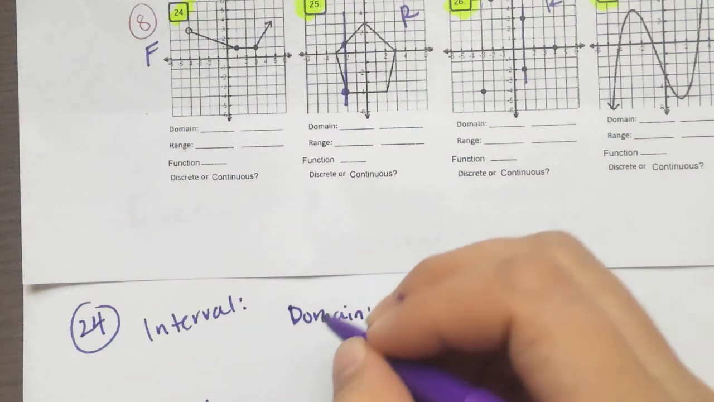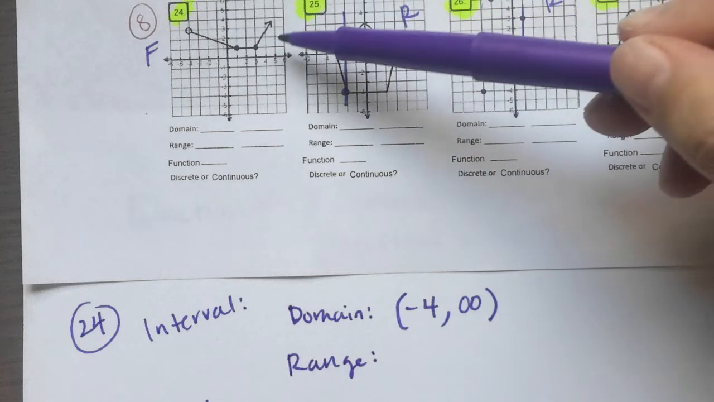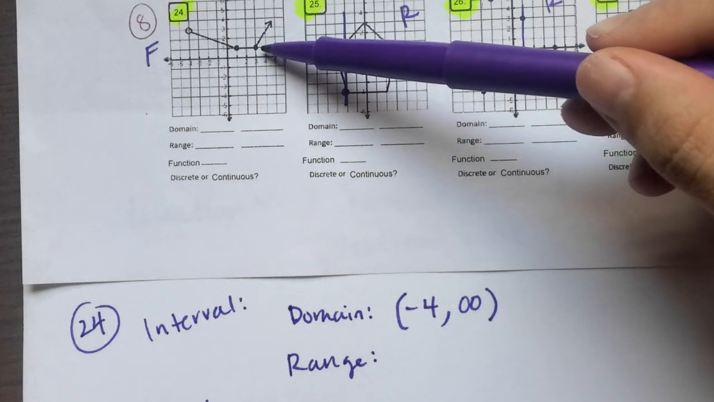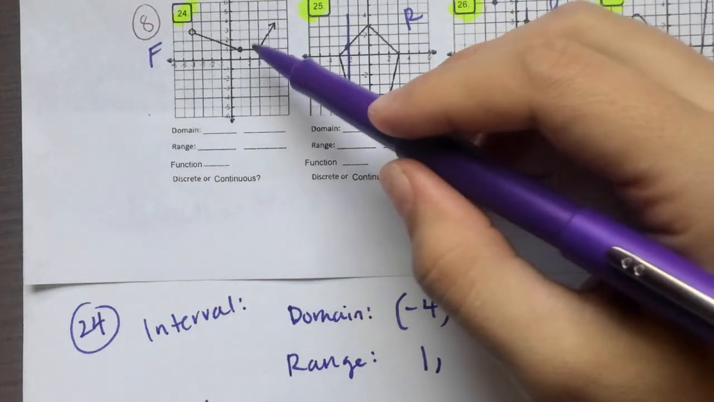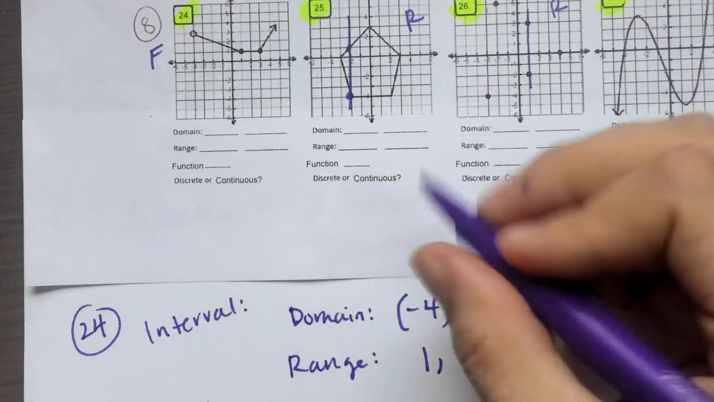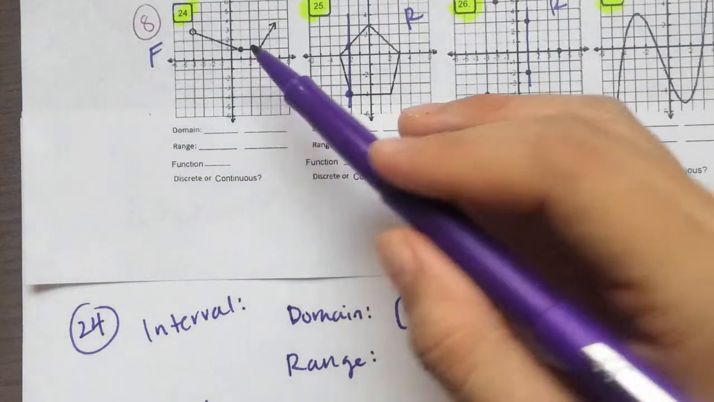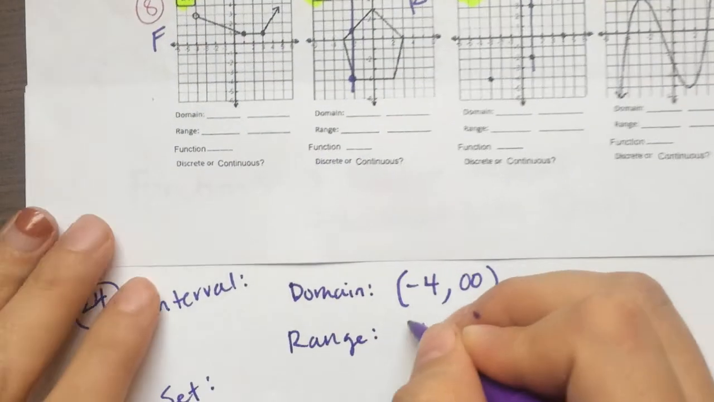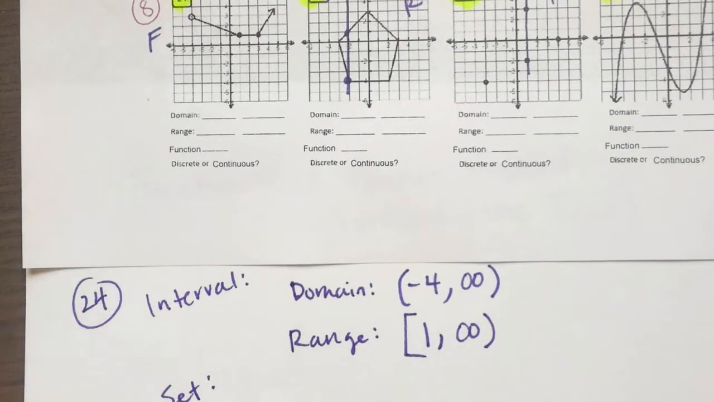Now let's talk about the range. So the range is the lowest this function goes, the y value, it's always bottom to top. So the lowest it goes is 1, and the highest it's going to go, well, this graph is going to infinity forever, so it's 1 to infinity. The 1, if you see here, these dots are closed, so it's going to be a bracket. Bracket means closed. And then infinity always has a parenthesis. So that's the domain and range for interval notation.